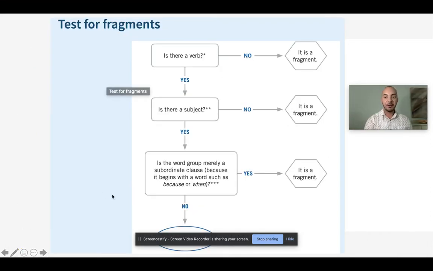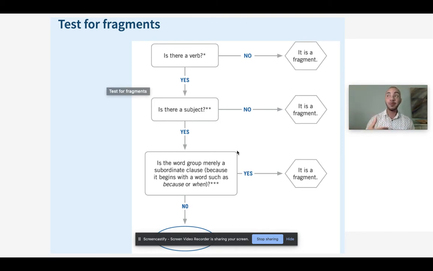So another way to figure out if you have a sentence fragment on our hands is, here's a flow chart that you'll find in your Rules for Writers textbook. We can ask ourselves first if there's a verb. If there's no verb, then we know, of course, it's a sentence fragment. If there is a verb, we want to move on and ask ourselves, well, is there a subject that is doing the action or doing the verb? And if the answer is no, we again have a fragment on our hands. Finally, we can ask if the word group is merely a subordinating clause, meaning it begins with a word like such as, or because, or when, and if that is the case, it's also a fragment.